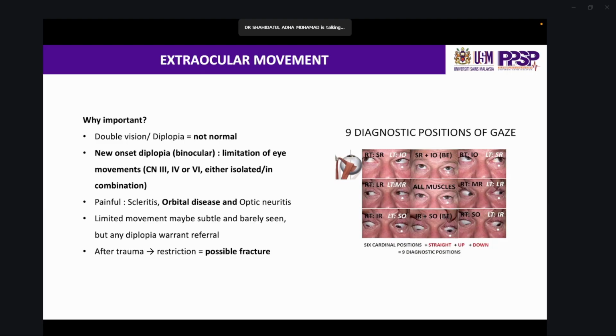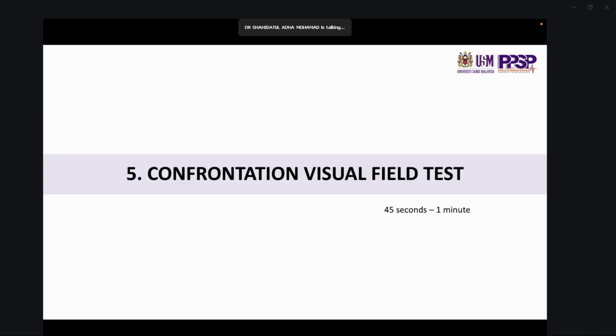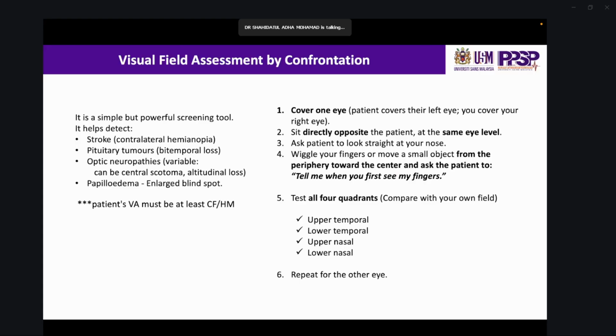Okay, and other than that, you need to assess EOM in all cases having head trauma to see whether there is any possible fracture. And the last one, the confrontation visual field test. This one takes about 45 seconds to 1 minute. All right, a very simple test but a very powerful screening tool to assess any intracranial pathology. All right, in the case of stroke, patients will have contralateral hemianopia. In the case of pituitary tumor, patients might have bitemporal loss.